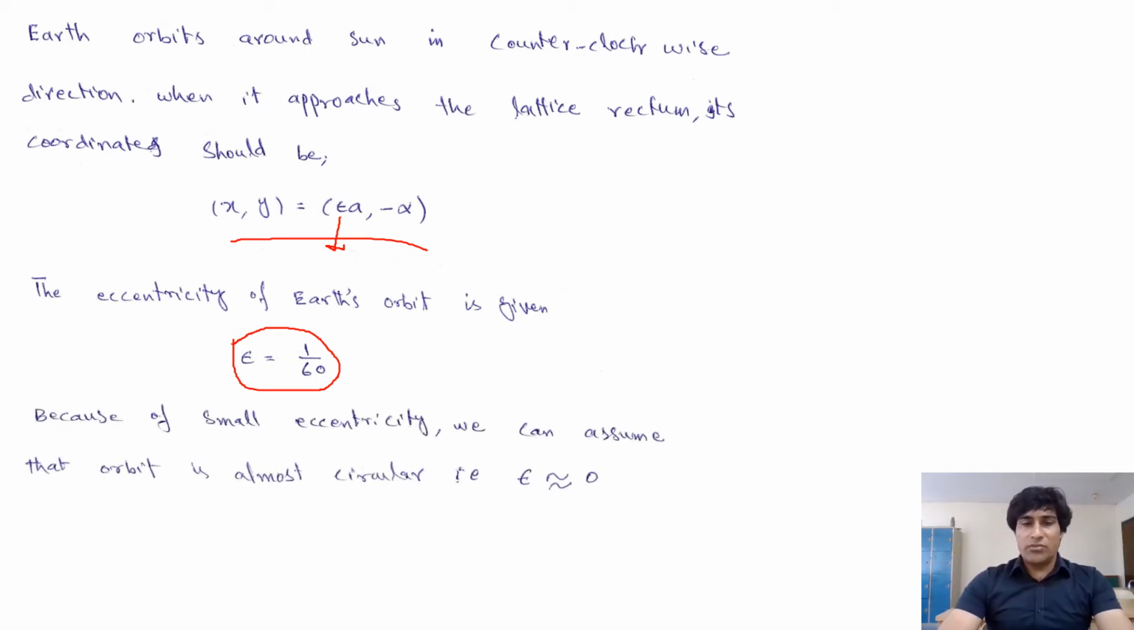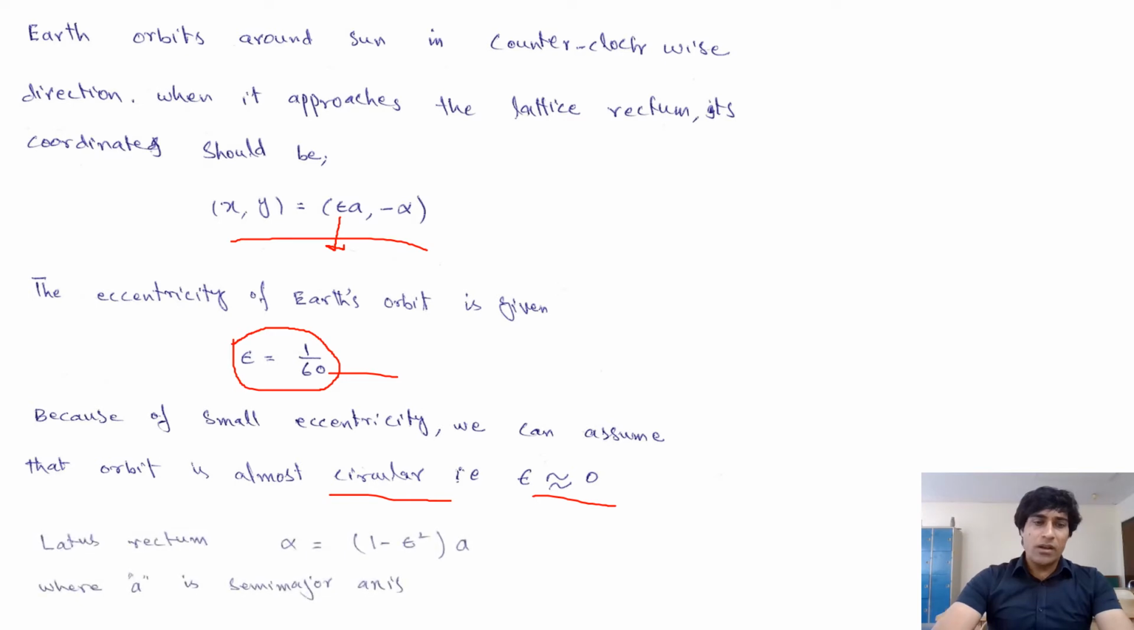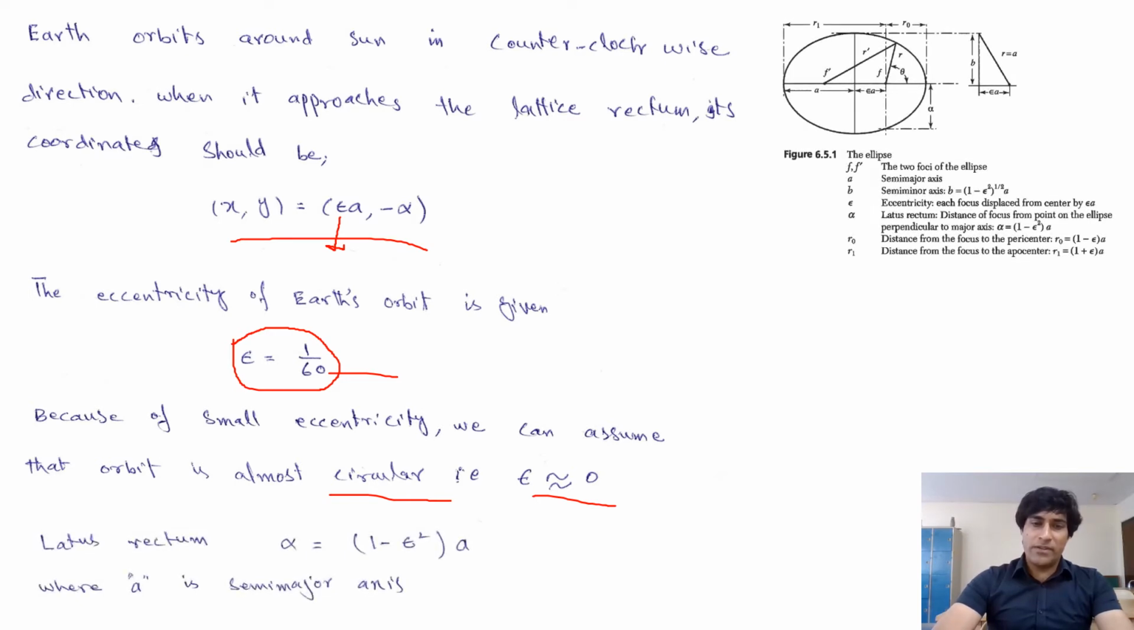You know that when the eccentricity is 0, it is a complete circle. If there is an eccentricity, it is not a complete circle; it has a small curvature. Because of the small eccentricity, we can assume that the orbit is almost circular, with eccentricity nearly equal to 0. The latus rectum alpha equals a times 1 minus e squared.